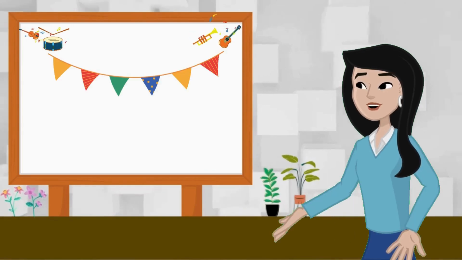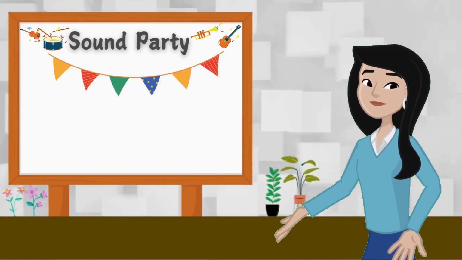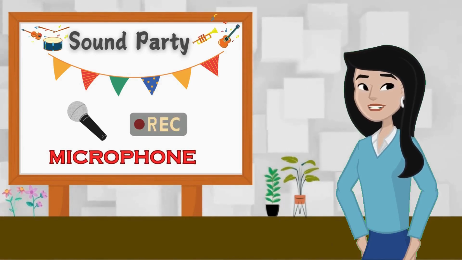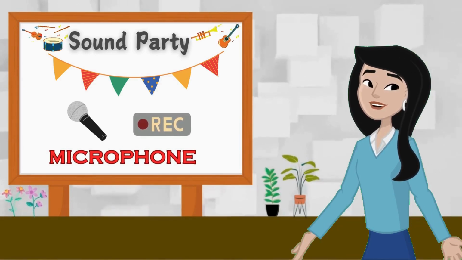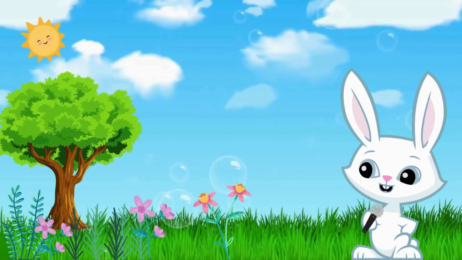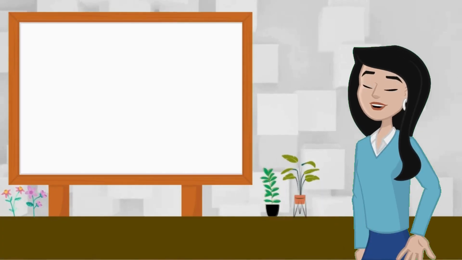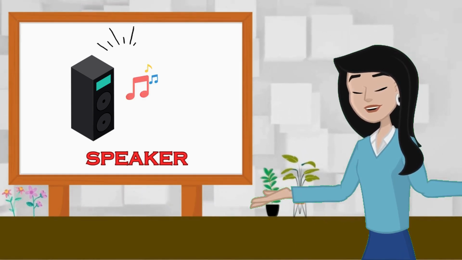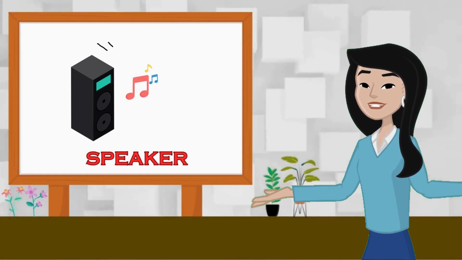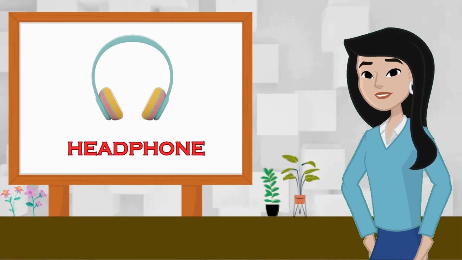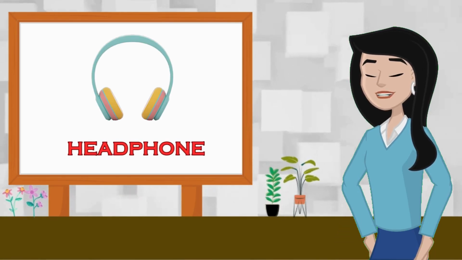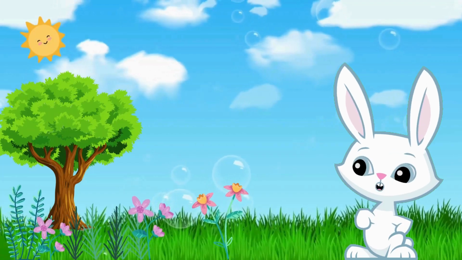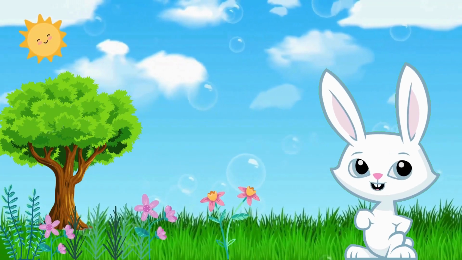Now welcome to the sound party in Computerland. This is a microphone. It is used to record your voice and even you can talk to your friends using it. Hello, everyone. Great job, Barney. And this is speaker. It is used to listen to the sound and music in your computer system. And this one is a headphone which is used to listen to music or any conversation privately. Great! So I won't disturb anyone when I listen to my favorite bunny songs.